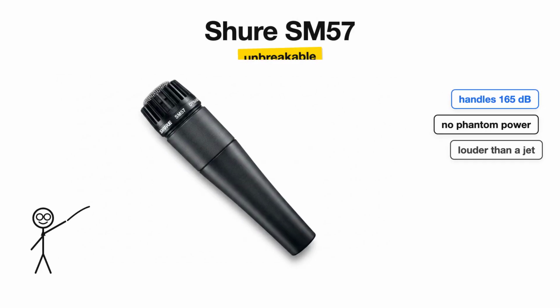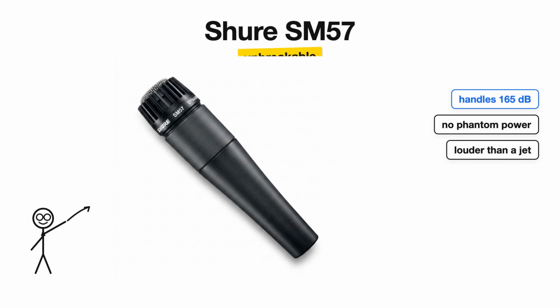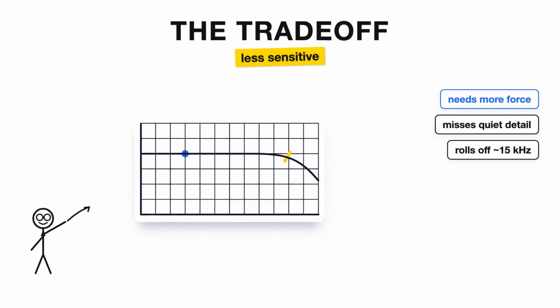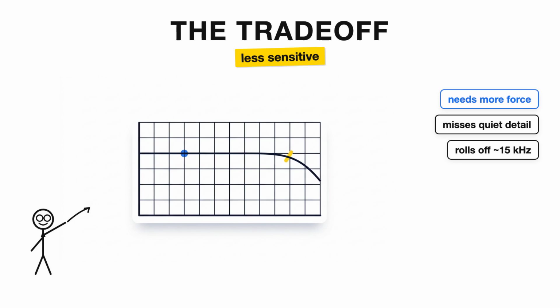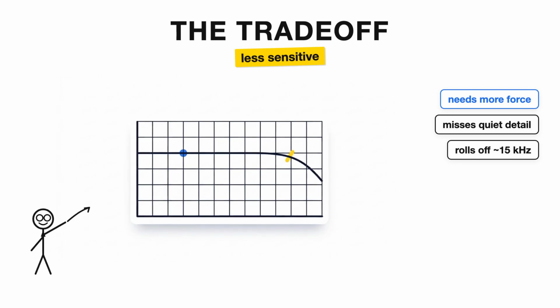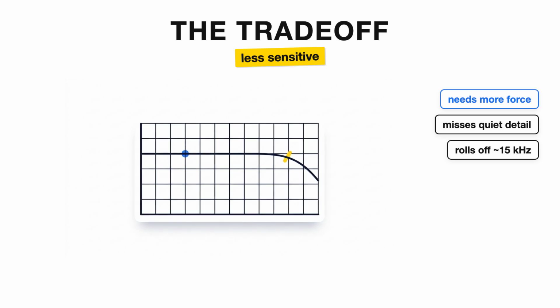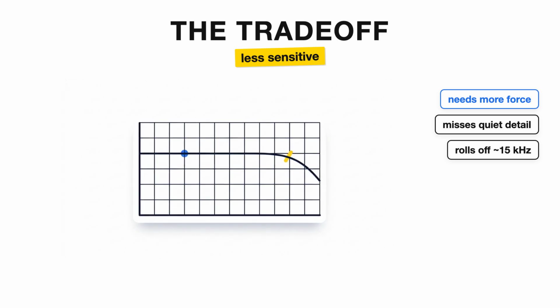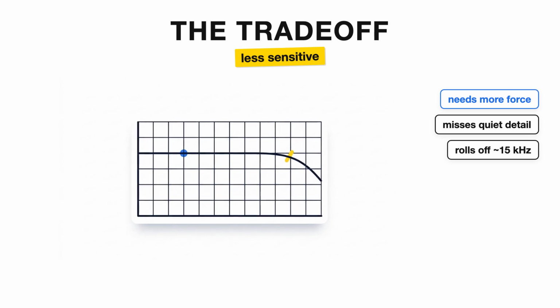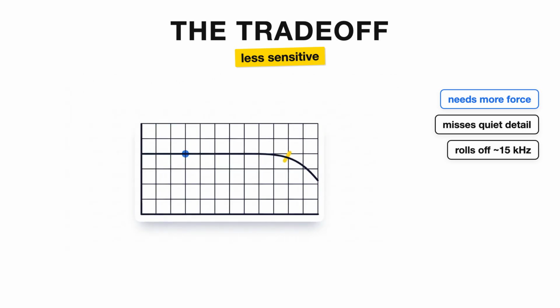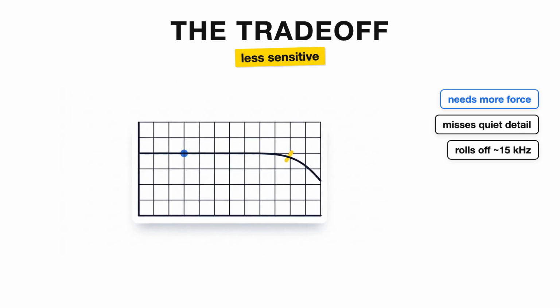What does that design give you? Toughness. Dynamic mics need no external power. They generate their own signal. They handle extreme loudness without distorting. The Shure SM57 handles 165 decibels before clipping, more than a jet engine at close range. The trade-off is sensitivity. Because the diaphragm has to physically move a coil of wire, it needs more force to produce a signal. Dynamic mics do not pick up subtle, quiet details the way other types do. Their frequency response typically rolls off somewhere around 15,000 Hz, so the very top end of the sound spectrum, the airiness and sparkle, gets softened.